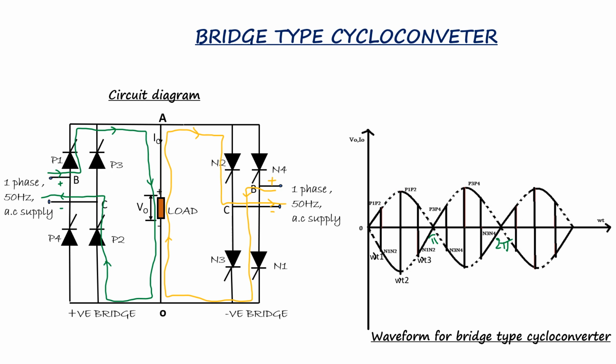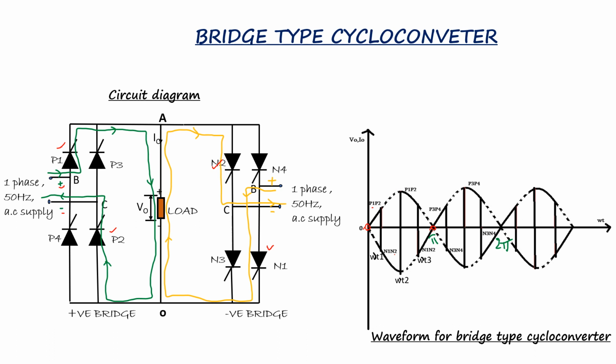When B is positive with respect to C, during the positive half cycle of the AC input from 0 to pi, the SCRs P1 and P2 are forward biased and N1 and N2 are forward biased. So at omega t equal to 0 to pi, P1, P2 are forward biased and N1, N2 are forward biased.